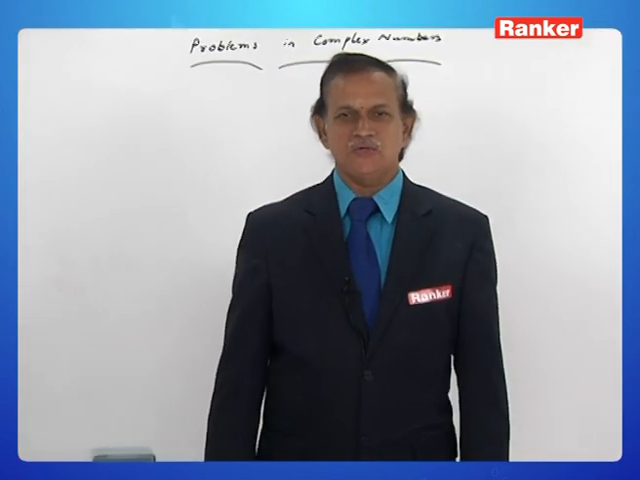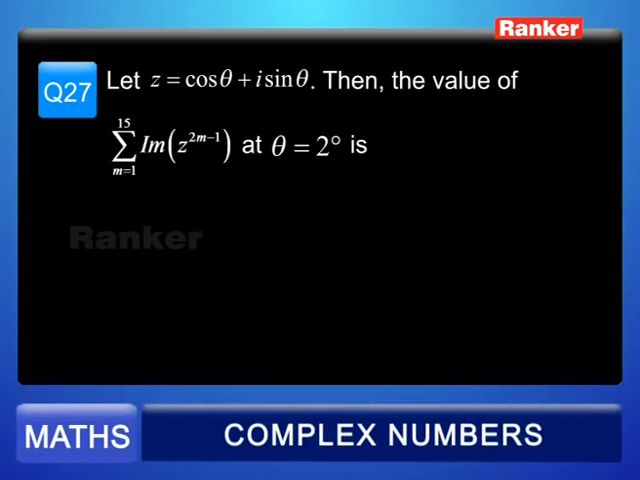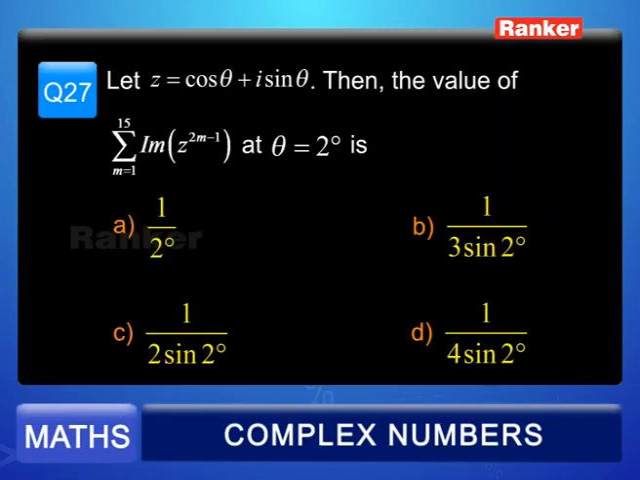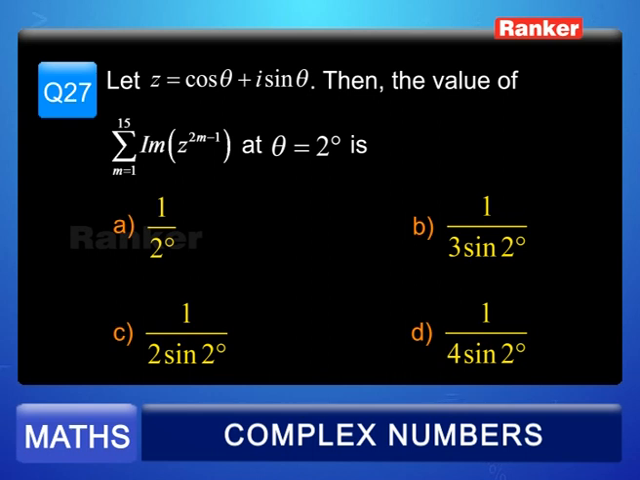Let us be ready to go through the next question before us. There is question number 27. He has given z is equal to cos theta plus i sin theta. Then the value of sigma m equal to 1 to 15 of the imaginary part of z^(2m minus 1), at theta equal to 2 degrees. Theta is equal to 2 degrees. Options are 1 by sin 2 degrees, 1 by 3 sin 2 degrees, 1 by 2 sin 2 degrees, 1 by 4 sin 2 degrees. Let us have a look over that.